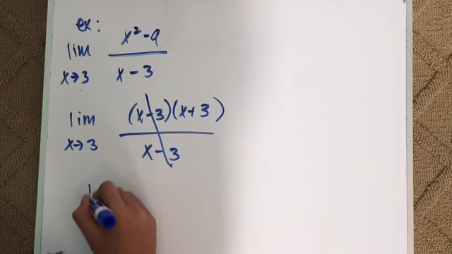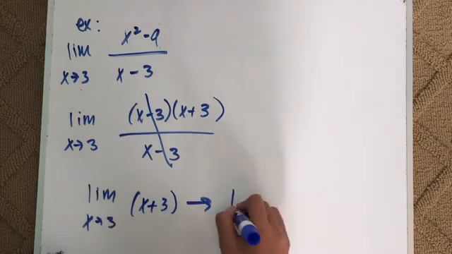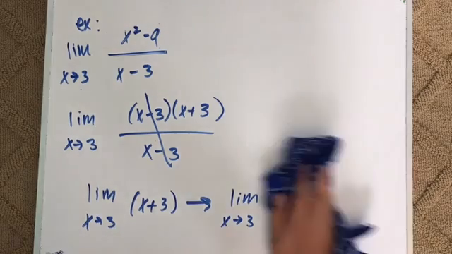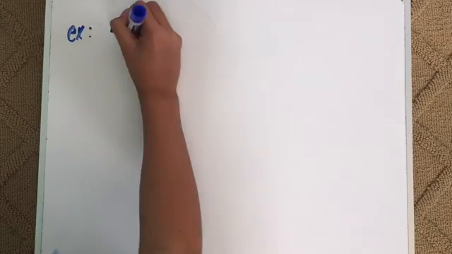The x minus 3's cancel out, and we're left with the limit as x approaches 3 of x plus 3. We can direct substitute and we get 6. So the limit as x approaches 3 equals 6. So let's try another example.